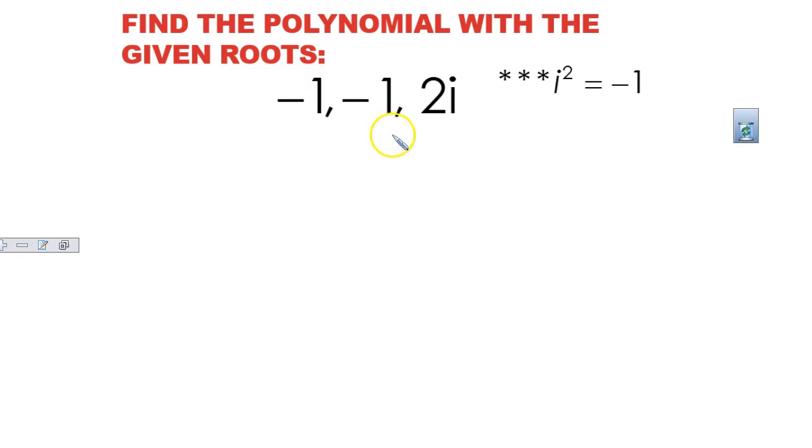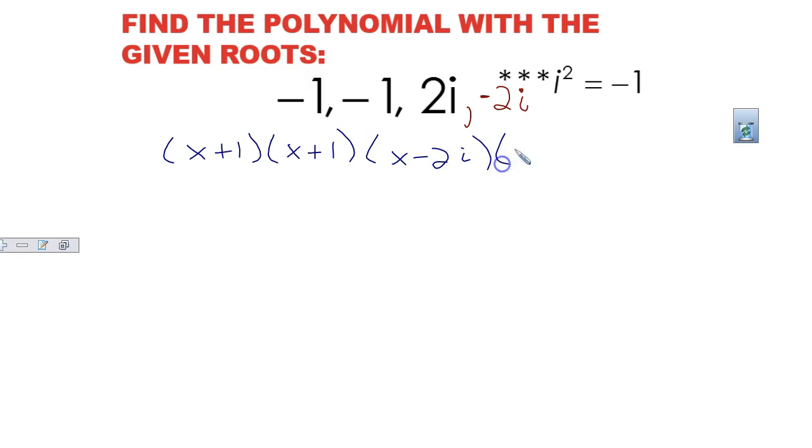Another example, we have -1 as a root, -1 as a root, and 2i as a root. If 2i is a root, what must be true? What are we missing? Well, if 2i is a root, then -2i is also a root. They always come in pairs. Also notice that -1 and -1, that's called a double root. So we have a double root here, which isn't a big deal. It just means that we're going to have two factors that are the same. We'll have x plus 1 times x plus 1. And then x minus 2i times x plus 2i.